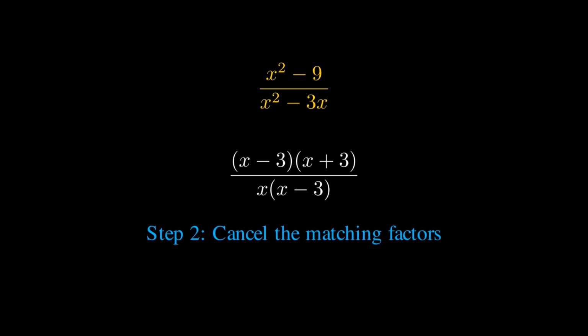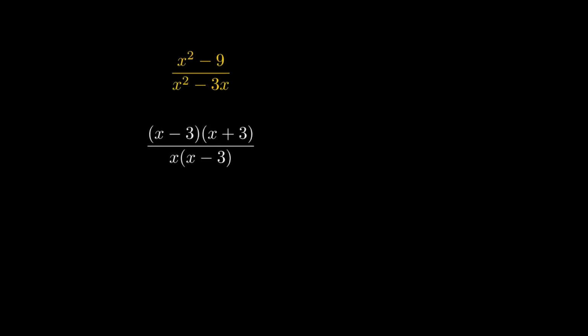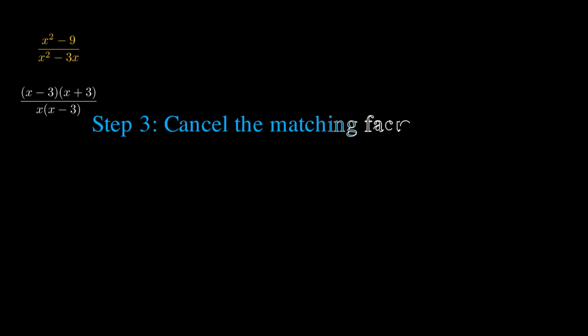Step 2 is to cancel the matching factors. We see x minus 3 in the top and x minus 3 in the bottom. Now we write what remains after cancellation. The simplified expression is (x plus 3) divided by x, which is the final answer.